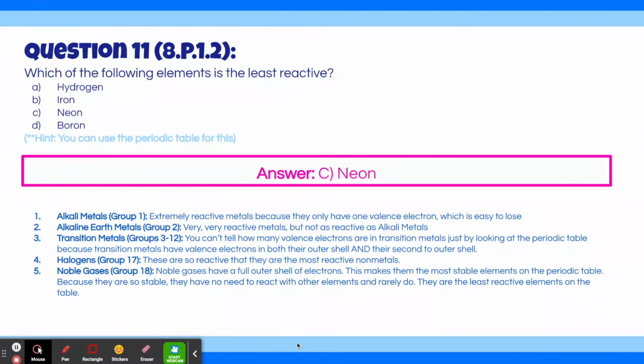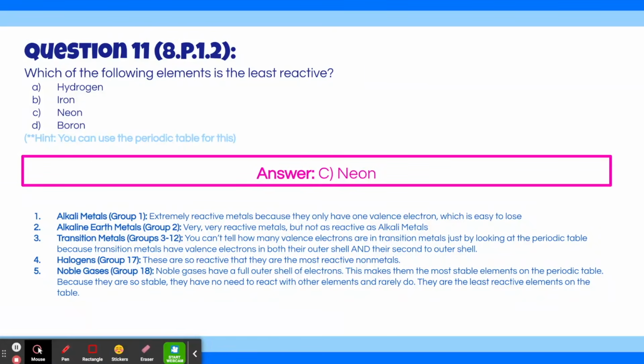The first one is alkali metals, which is group 1, which are extremely reactive metals because they only have one valence electron, which is easy to lose. Number 2 is alkaline earth metals, which happens to be group 2, which are very, very reactive metals, but not as reactive as alkali metals. The third set of groups that you should memorize is transition metals. You can't tell how many valence electrons are in transition metals just by looking at the periodic table, because transition metals have valence electrons in both their outer shell and their second to outer shell.